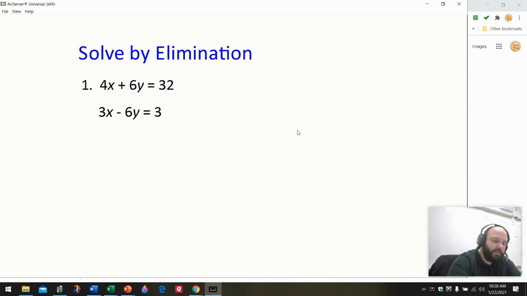Now, some key things to look for is you want to look for numbers that are the same except they have the opposite sign. Now, what that means is because that's a positive 6 and a negative 6, if I were to add those two together, I would get 0, and 0 will cancel out anything. So what we're going to do is we are going to add these two. So you can see both of these equations are already in standard form, which makes it really easy to use elimination. I'm going to add these just like we learned old school addition.